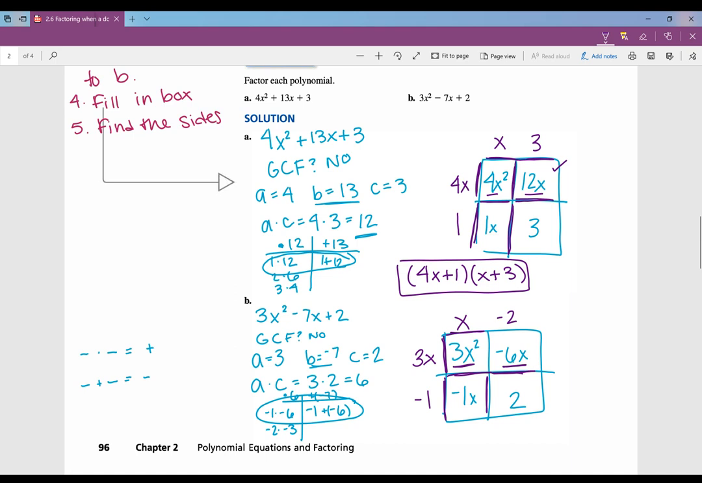positive. Then we can double check our last box. We have 3x times negative 2. Is that negative 6x? Yeah. So our answer is 3x minus 1 times x minus 2. Okay, and that's it for example number 2.